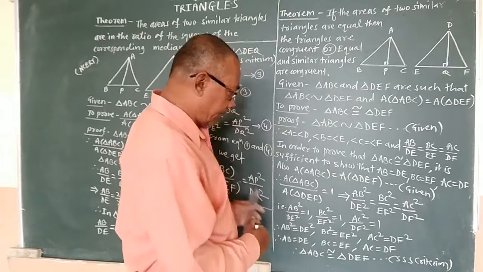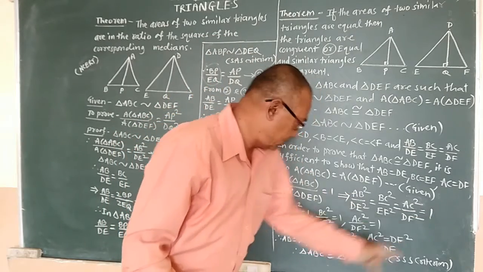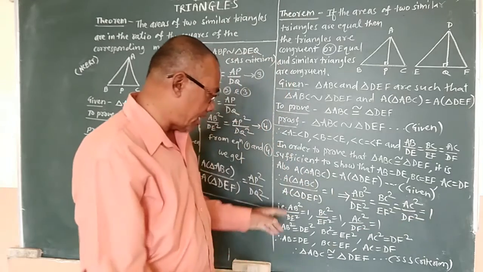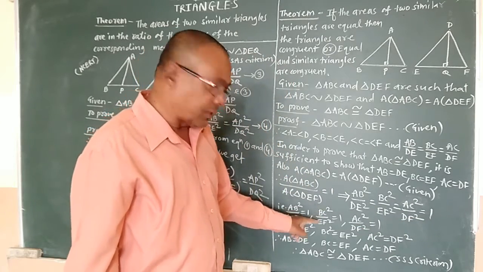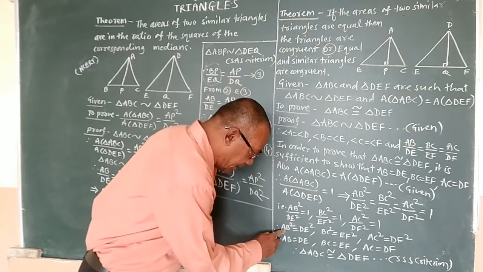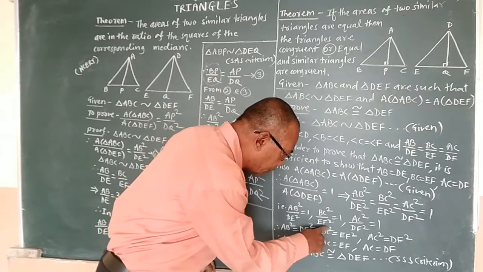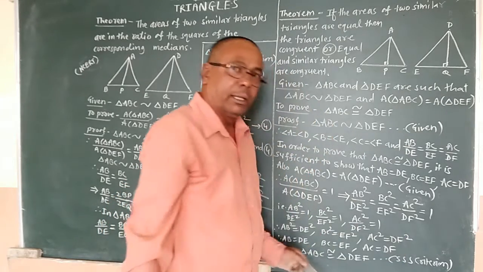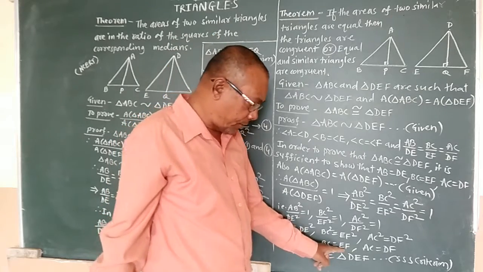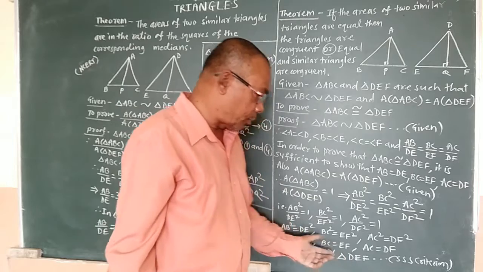So, here the value of these ratios is 1, and therefore AB square upon DE square is equal to 1, BC square upon EF square is equal to 1, and AC square upon DF square is equal to 1. Multiplying through, we get AB square is equal to DE square, BC square is equal to EF square and AC square is equal to DF square. Now taking square root on both sides, we get AB equal to DE, BC equal to EF and AC equal to DF, and it gives that both the triangles are congruent because corresponding sides are equal.